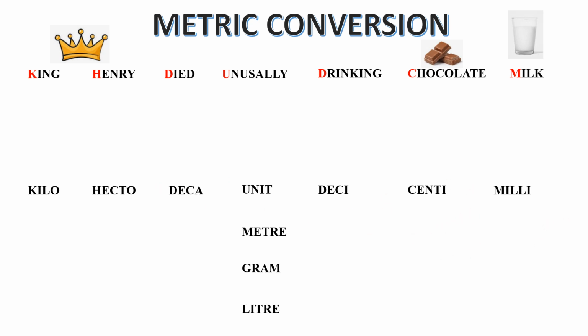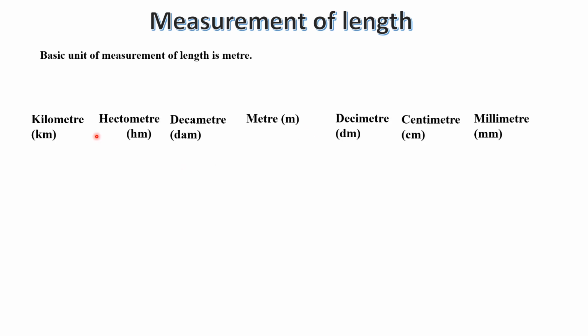So let's see. First I'm going to start with measurement of length. We know that the basic unit of measurement of length is meter. So the metric sequence will be kilometer, hectometer, decameter, meter, decimeter, centimeter, millimeter. Now in this sequence, as you are moving from left to right, the unit will become small. Kilometer is the bigger unit, hectometer is a smaller unit, then decameter is further smaller unit, and like that it will go. So when you convert bigger unit to smaller unit, you have to multiply by 10 in each step.